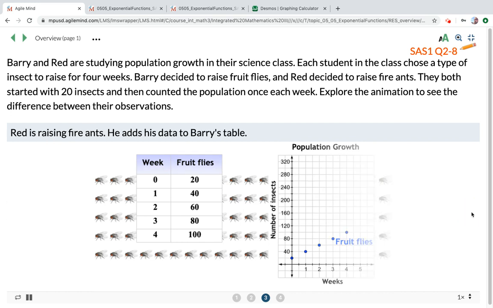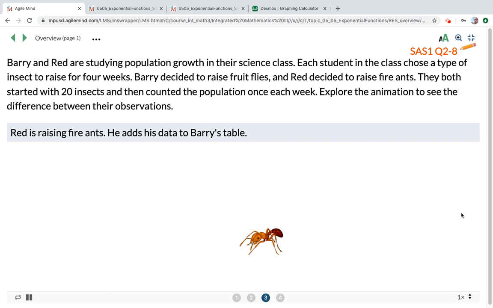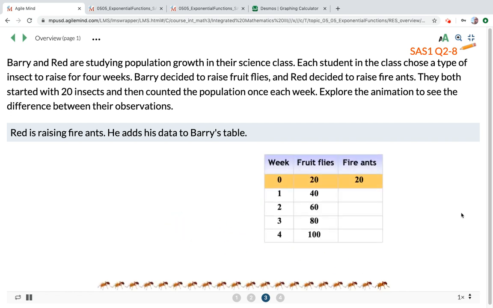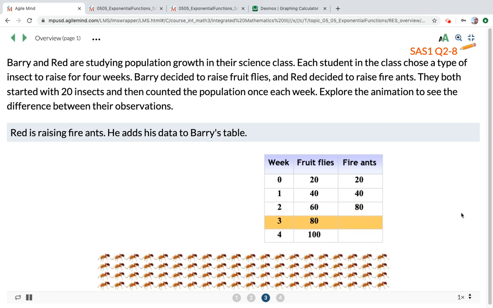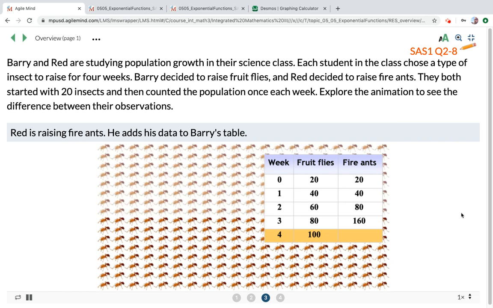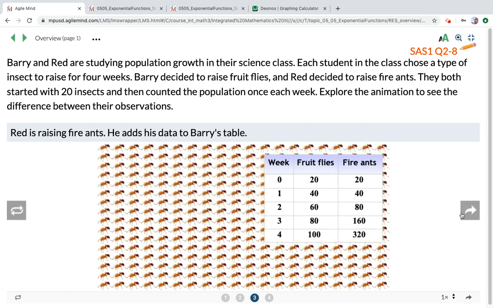Let's come back to number 3 and finish filling in the table for Barry's fire ants. So again, Barry starts off with 20 fire ants, but after 1 week, he's got 40. After 2 weeks, he has 80. After 3 weeks, he has 160. And after 4 weeks, Barry has 320 fire ants, which I don't think we can even fit on the screen. Again, I'm a little worried about what Barry's going to do with his fire ants, but it is what it is. So hopefully you got your table filled in.